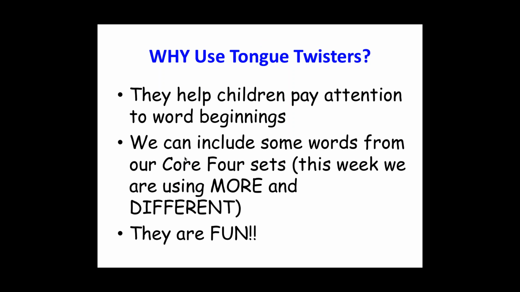And again, I want you to think about cognitive clarity. Why are we doing this? We want children to pay attention to word beginnings. Last week we did some rhyming activities to pay attention to the ends of words. This time we want them to pay attention to the beginnings. We're going to include some words from the core 4 set. This week we're going to use more and different. So the tongue twisters are going to start with the letters M and D.